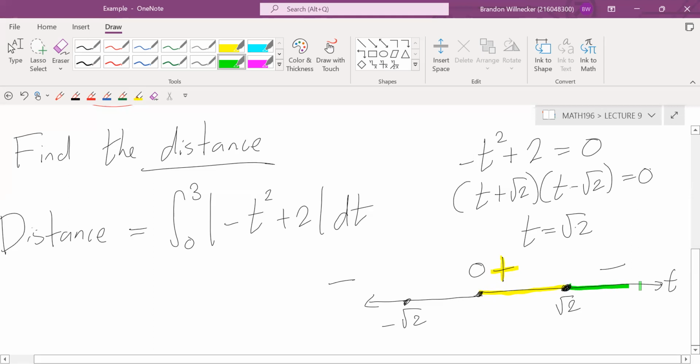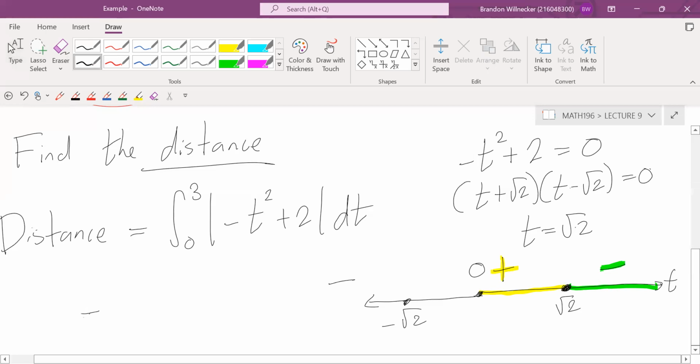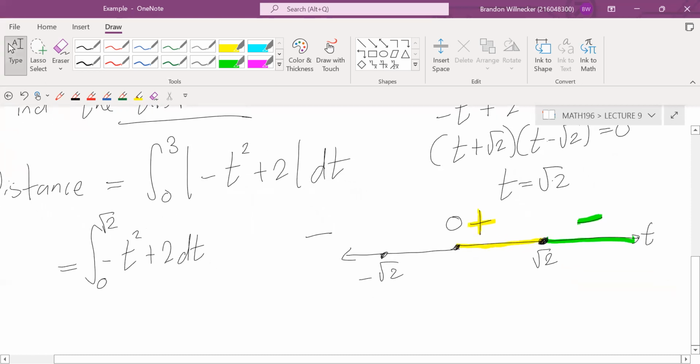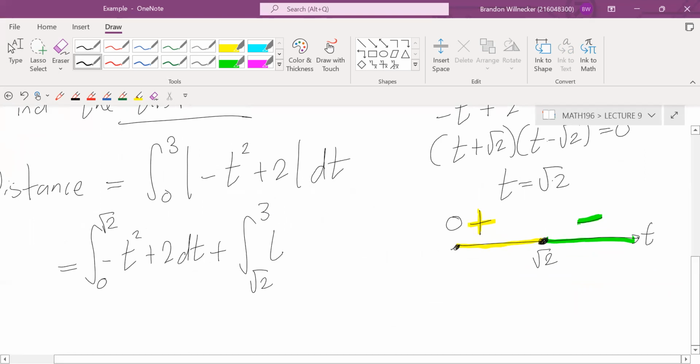And from root 2 onwards, it's going to be negative. So after root 2, we need to flip the sign because it's negative there. So this is going to be the integral from 0 to root 2 of minus t squared plus 2 dt. That's for the first part where it's positive. And for the second part, we need to flip the sign. So plus the integral from root 2 to 3, we need to put a minus sign now because it was negative. So it's going to be t squared minus 2 dt.